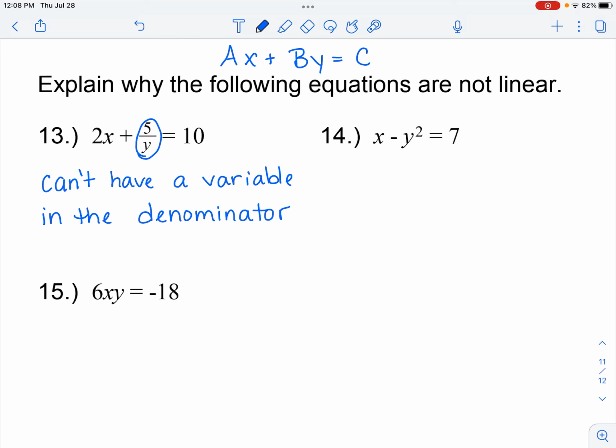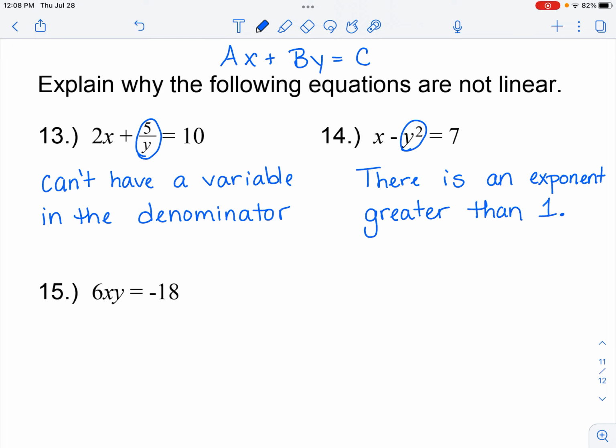All right, problem number 14. What's the problem? Well, I've got ax, and then, again, the by is my problem. That's not 2y, that's y squared. That's an exponent. Exponents are not linear things. So the problem here is that there is an exponent greater than 1. Actually, any exponent other than 1 would be a problem, even if it was like 1.2, which we'll talk about later too. That's not for a while, all right?